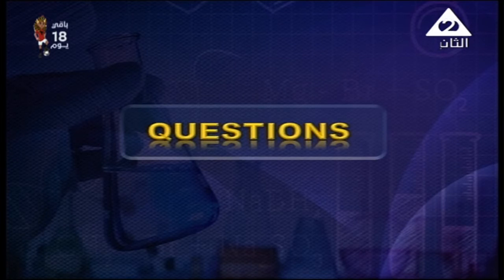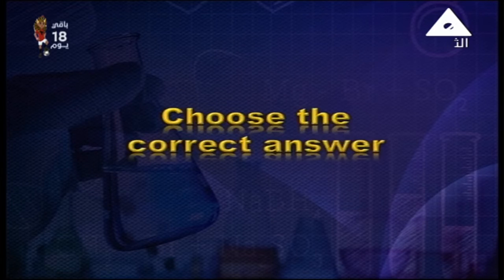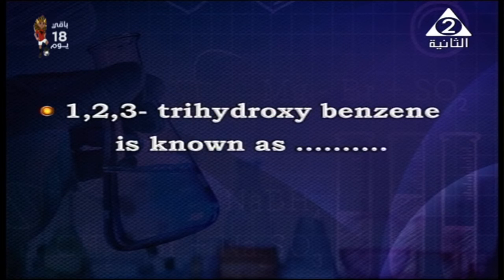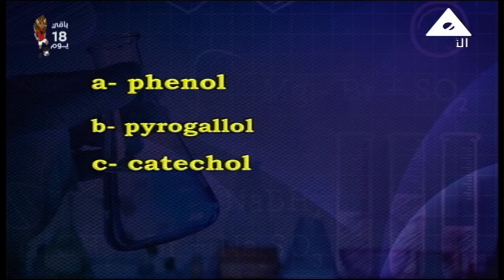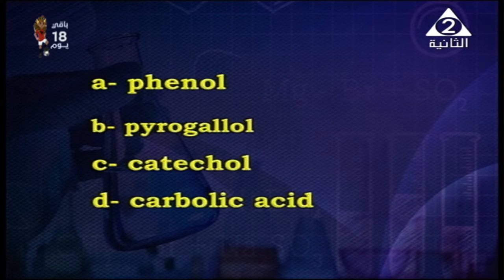Now, my dear students, we are going to discuss some questions on phenols. First type of question, choose the correct answer. 1,2,3-trihydroxybenzene is known as what? Phenol, pyrogallol, catechol, or carbolic acid. If you think about it, yes, it will be pyrogallol.